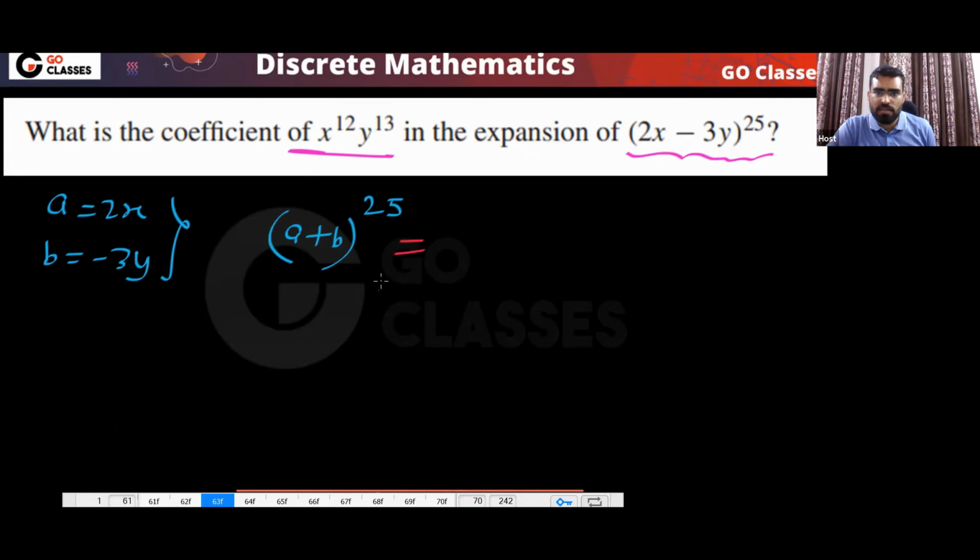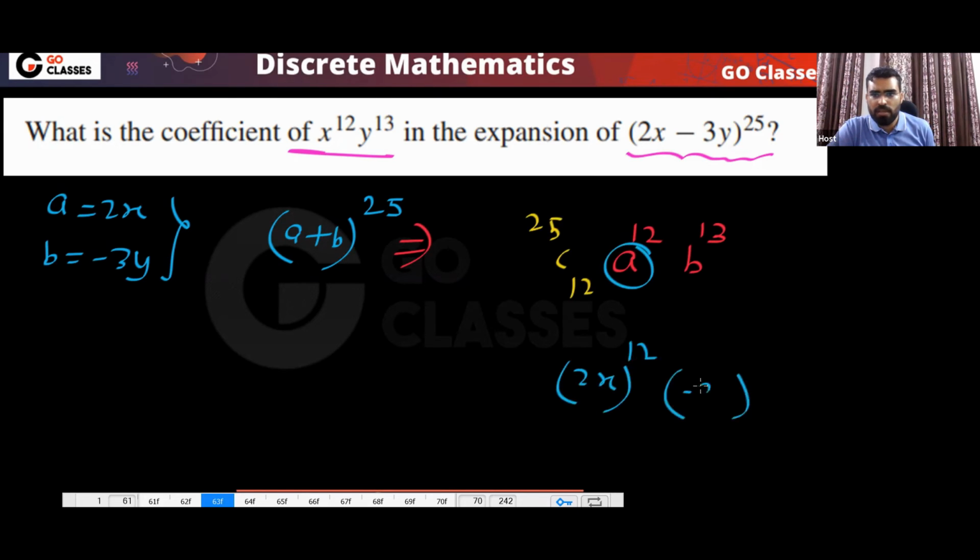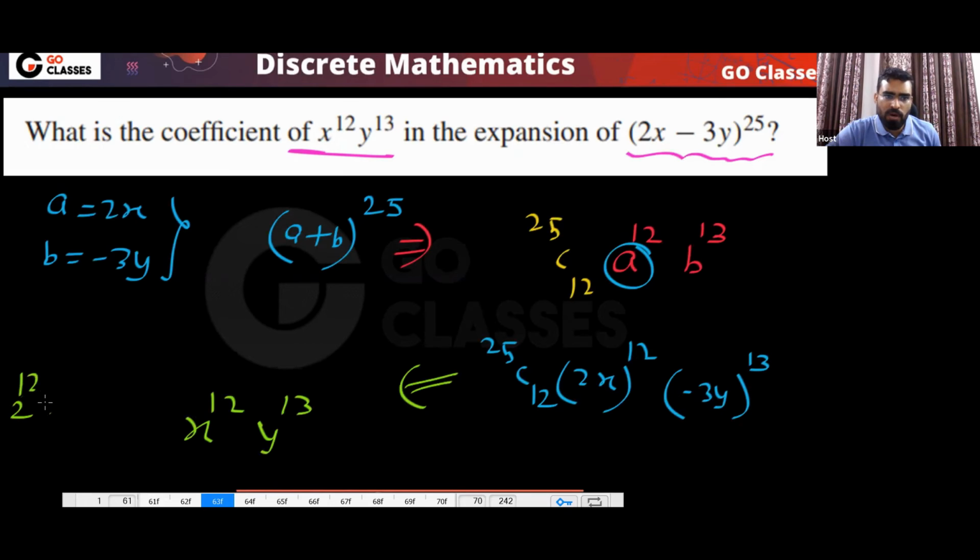In this, we want a power 12 and b power 13, so that will be 25C12. Now what is your a? A is 2x, so 2x power 12. B is minus 3y power 13. The question is asking for the coefficient of x power 12, y power 13, so the coefficient will be 2 power 12 multiplied by minus 3 power 13 multiplied by 25C12. This will be the answer.